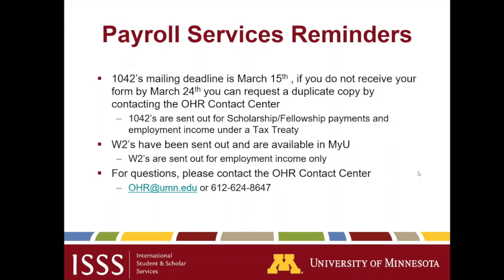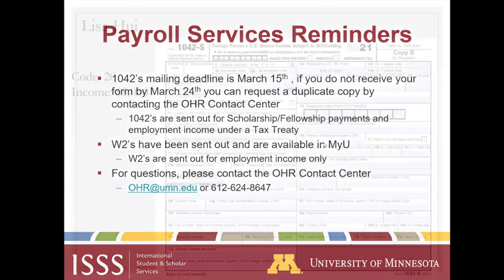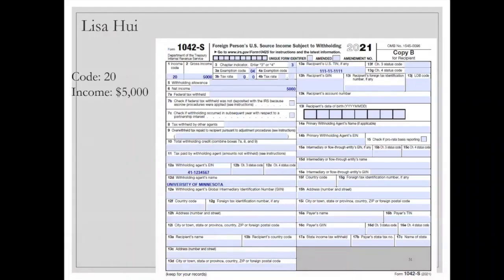Okay, thank you, Blaine. So we are going to pretend that it is a month from now and Lisa has her documents. She has received a 1042-S from the University of Minnesota. It's got an income code of 20 and gross income of $5,000, which as a tax expert I know is because she is a resident of China and she gets to earn $5,000 as a student and not have to pay any tax on it.